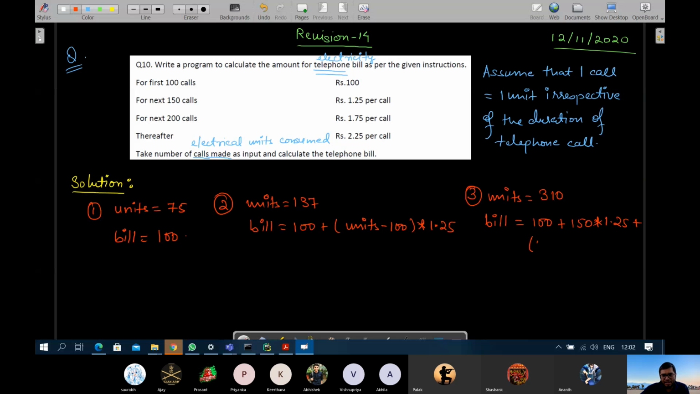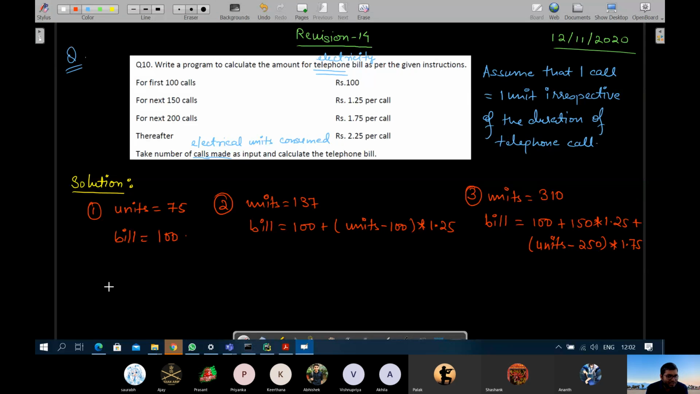Then you will write here units minus how many calls you have already calculated for 100 and then 150: 250. That means 250 you have already calculated, and the rest you will have to pay at the rate of 1.75. Good. Priyanka, tell me, is this expression clear? Why did we do that 150 multiplied by 1.25 in the middle?